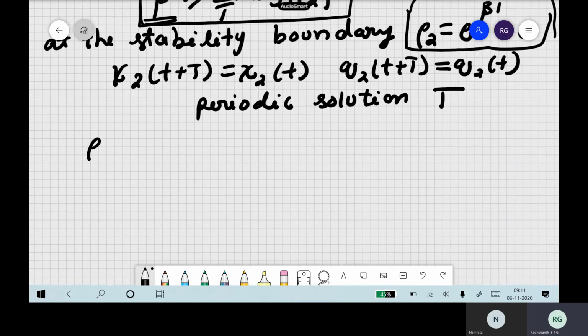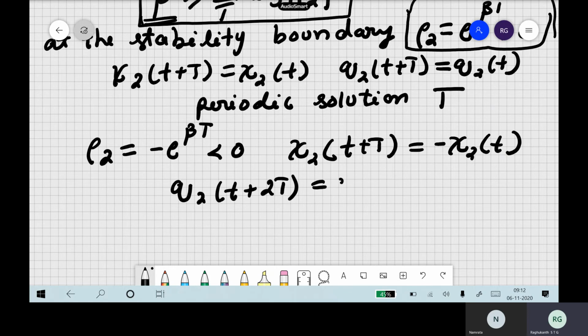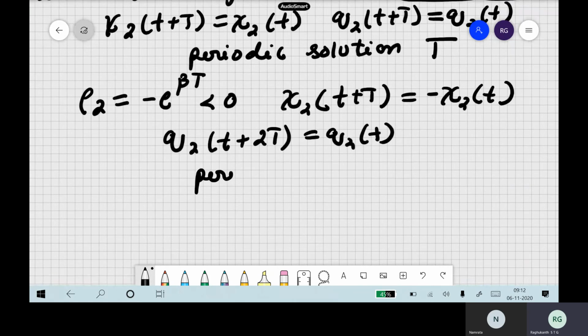Now another boundary. If our rho 2 is minus e to the power of beta T and it is less than 0, then we can show the same thing: q2 of t plus T will be minus this one of capital T, and we can show that q2 of t plus 2T will be the same as q2 of t. So you will get a periodic solution, now with the period becoming 2 times T. So everything is the same as whatever we did previously, only the boundary is changing.